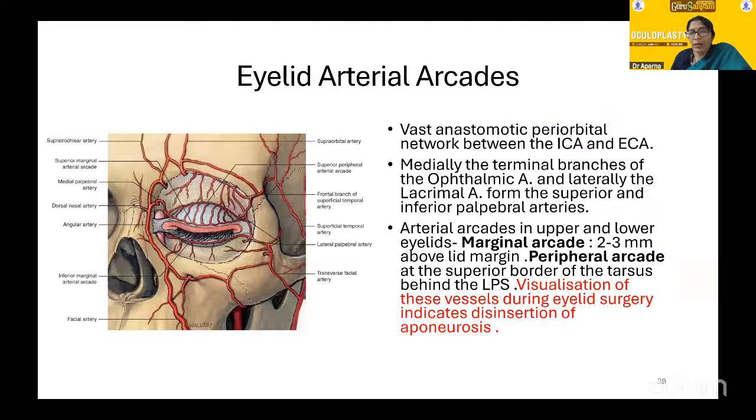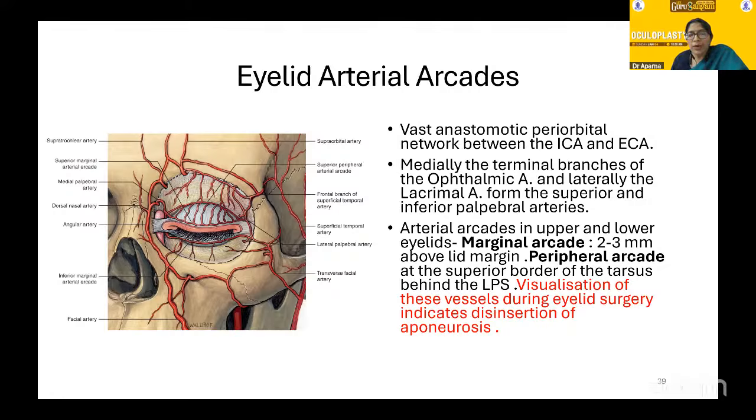So there are arcades in the eyelid, which consist of a vast anastomotic network between the internal carotid and the external carotid arteries. The two major arterial arcades are the marginal arcade, which is located 2 to 3 millimeters above the lid margin, and a peripheral arcade, which is located at the superior border of the tarsus behind the LPS.